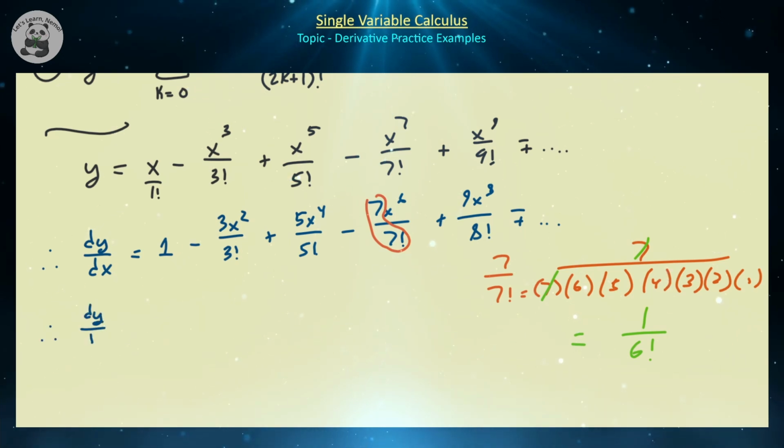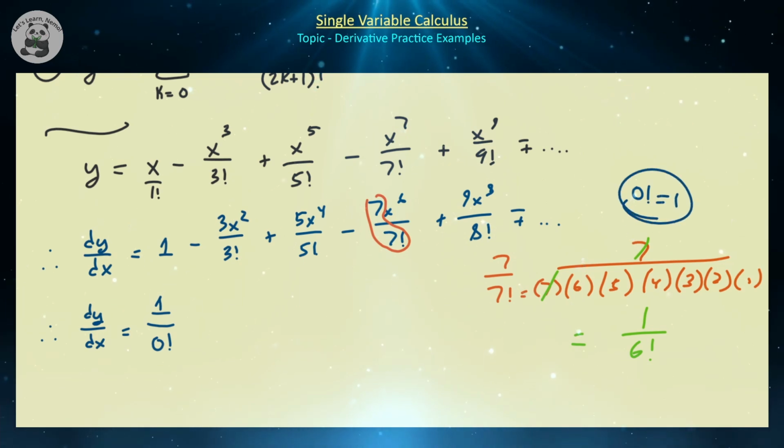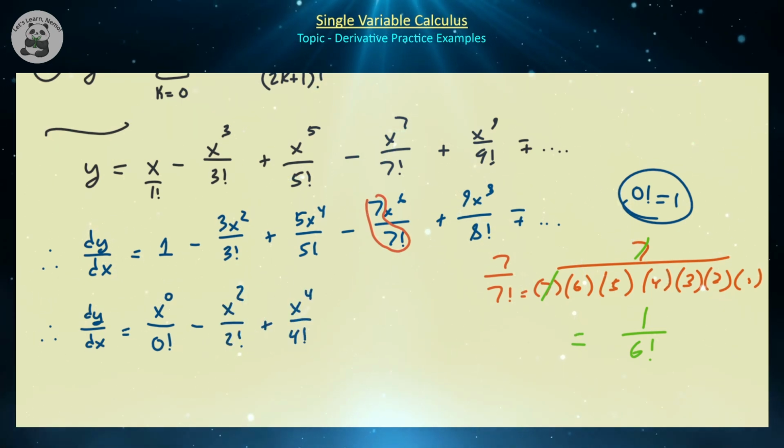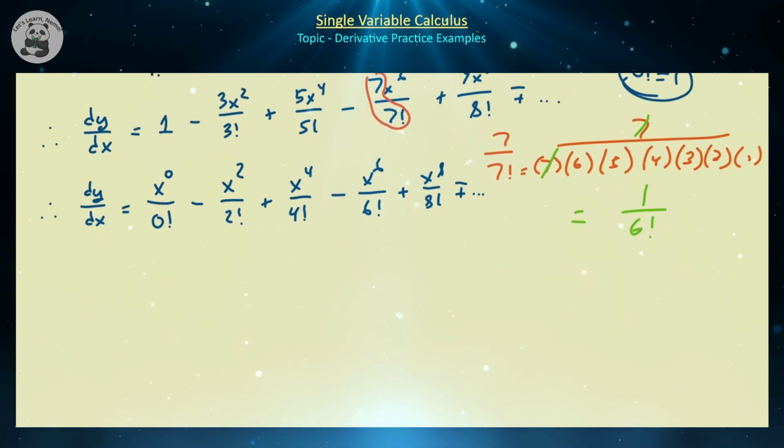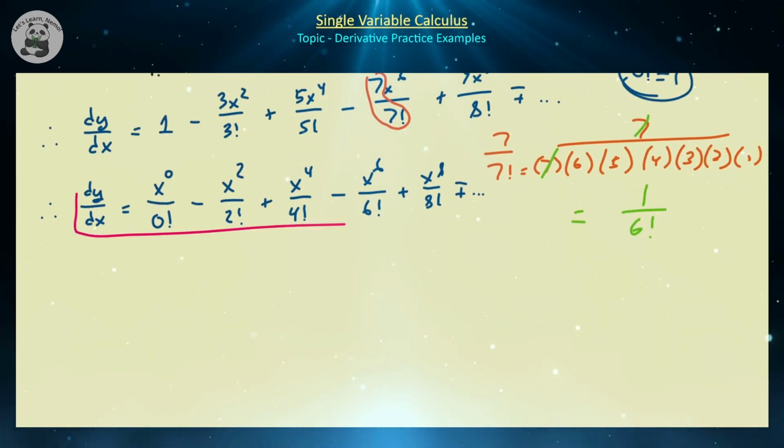So we can write this as dy over dx is equal to 1 over, and some people write this as 0 factorial, which is also equal to 1. And we can write 1 also as x to the power of 0. This is going to help us write this in series notation in just a moment. So 3 cancels with the 3, so we're just going to be left with 2 factorial, and then plus x to the 4 over 4 factorial, minus x to the 6 over 6 factorial, plus x to the 8 over 8 factorial, minus, plus, and so on. So that is our derivative in expanded form.